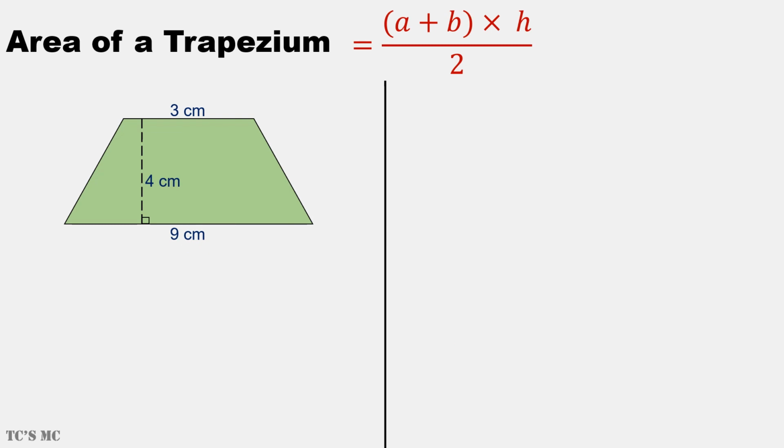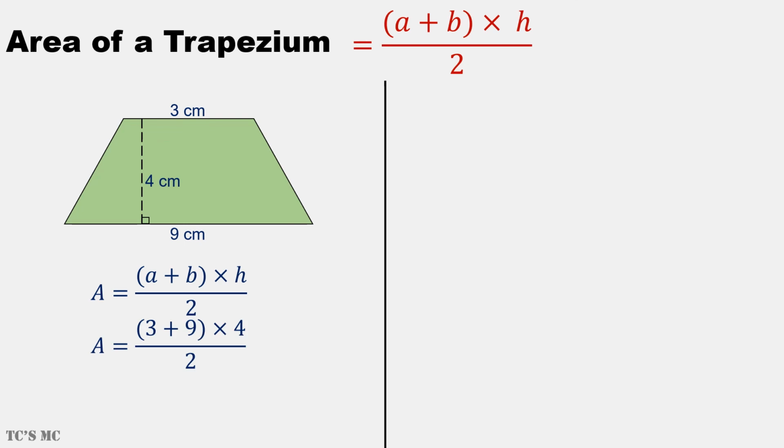For area of a trapezium, the A and B are the parallel lengths, the H is the height between them. So, when working out the area of this trapezium, write out the formula, identify your parallel lengths and the height between them, which gives us 3 plus 9 times 4 divided by 2, which is 24 centimetres squared.